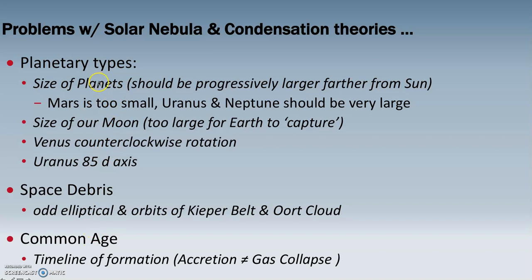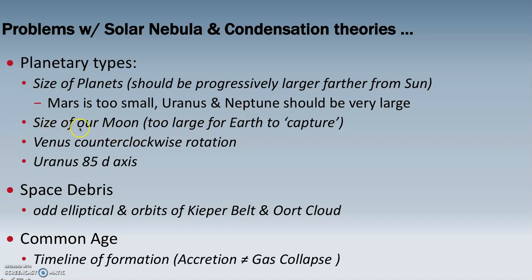First of all, if we're talking about these theories, we are basically looking at the size of planets that start small around Mercury and then go huge around Jupiter and Saturn. You would think of progressively larger from the sun. That's not really what happens. Mars is too small. It's smaller than Earth, and it's farther out than Earth. And Uranus and Neptune are smaller than Saturn and Jupiter. It doesn't seem to make sense. The theories don't hold for that.